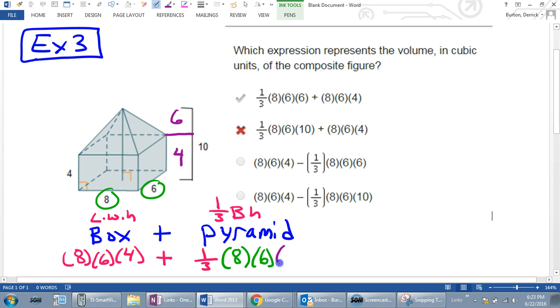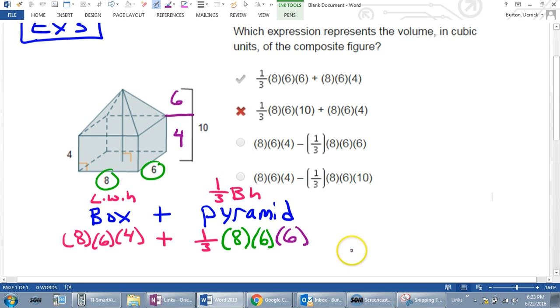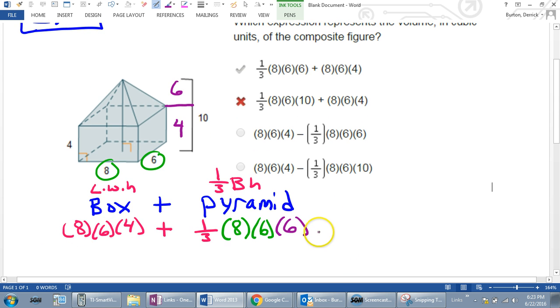Okay, so this extra 6, that's the height. So I have 1/3, then the base is in green, and then the height. So this entire thing would be an expression for the volume of the composite shape.